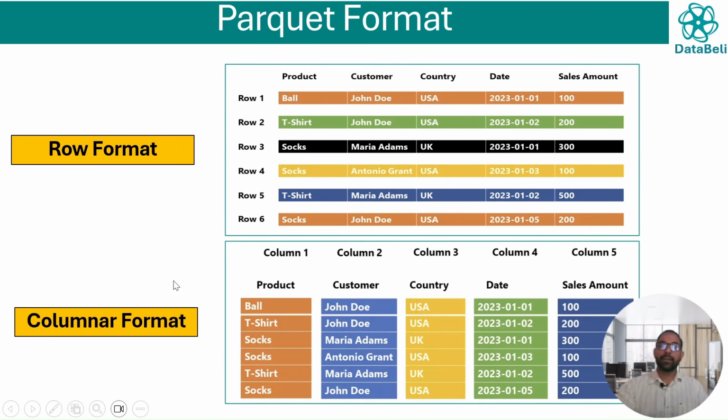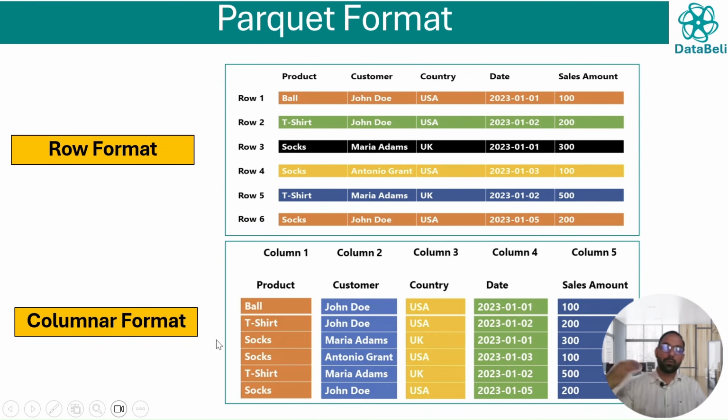And that's where the second type comes into the picture, which is columnar format. In this case, instead of storing the data row by row, it is stored column by column. So the entire product column is stored together with some chunking, obviously. Similarly, the entire country column is stored together. So whenever somebody is retrieving the data, if they need only country data, they will not have to read the other columns. They will be able to read only this column from within that file. So that's the power of columnar format.